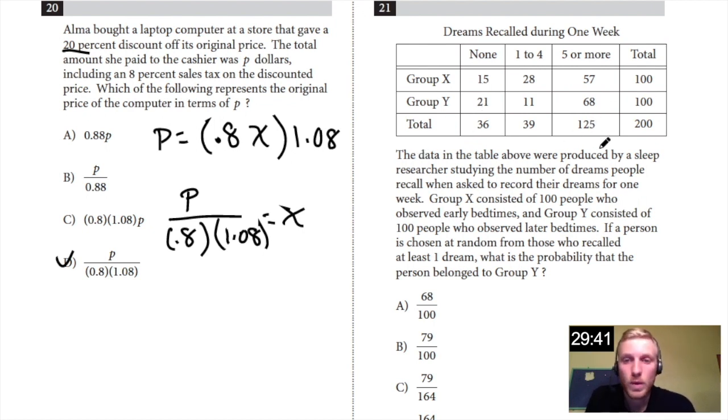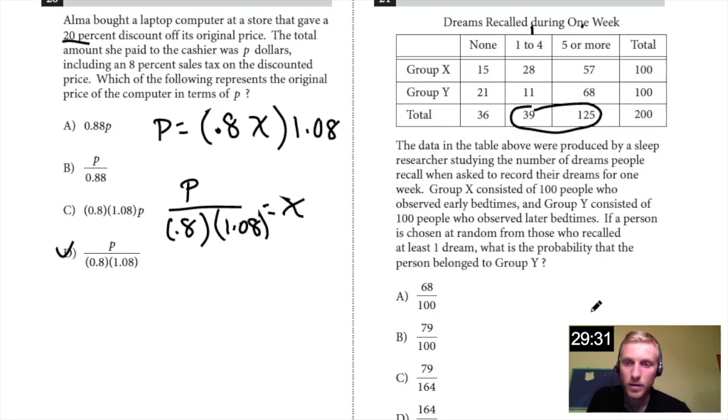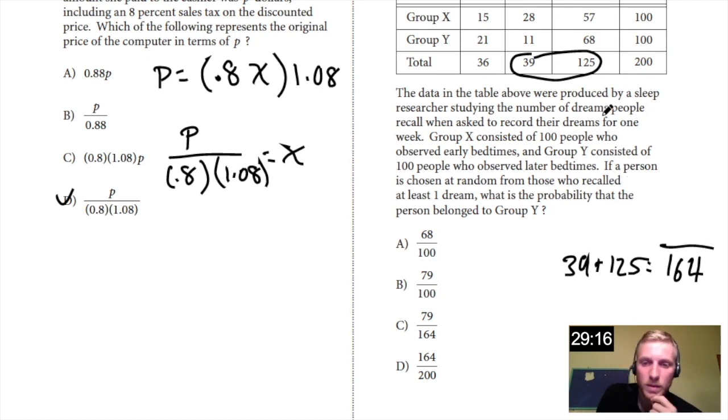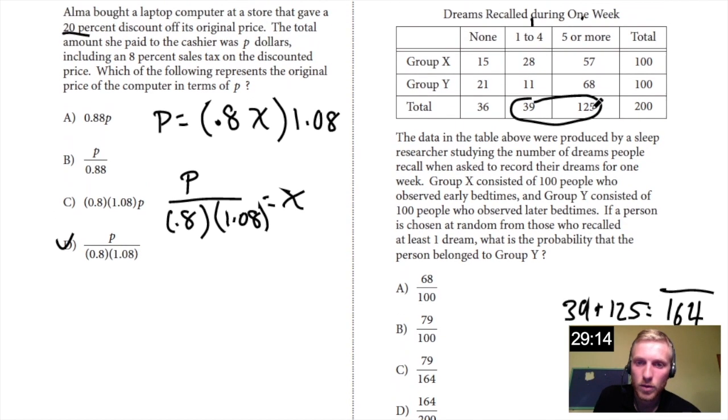Alright, so we have at least one dream, so it's going to be this column plus this column. In other words, 39 plus 125. So 39 plus 125 is going to be equal to 164. And we want to know the probability that the person belonged to group Y.